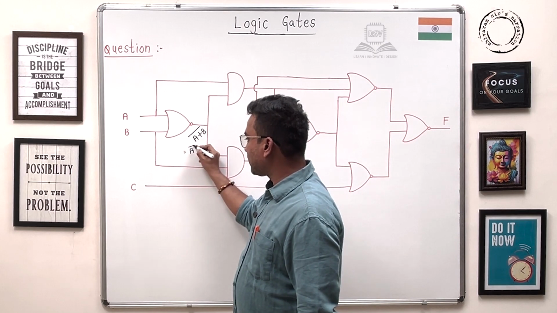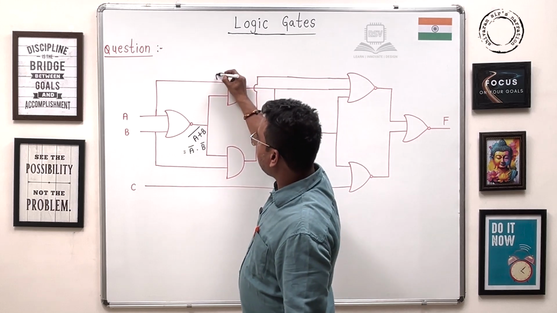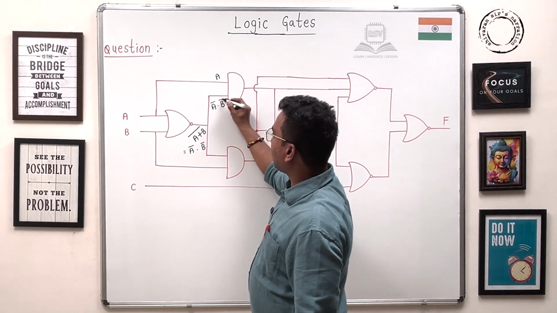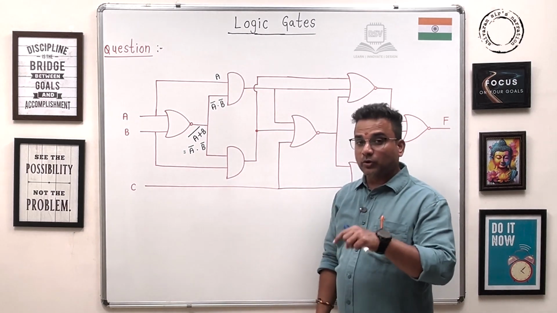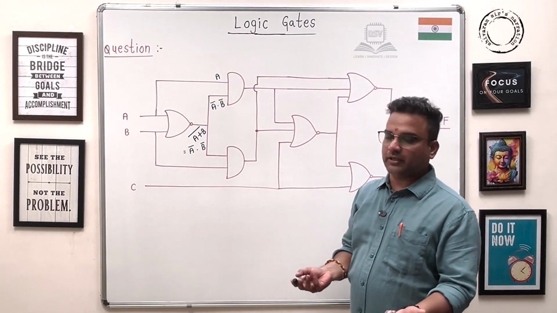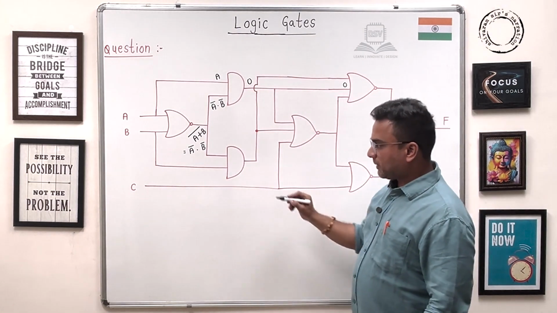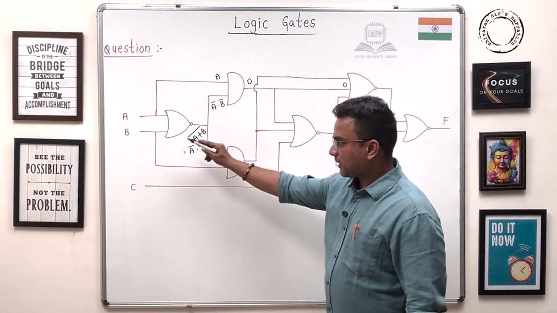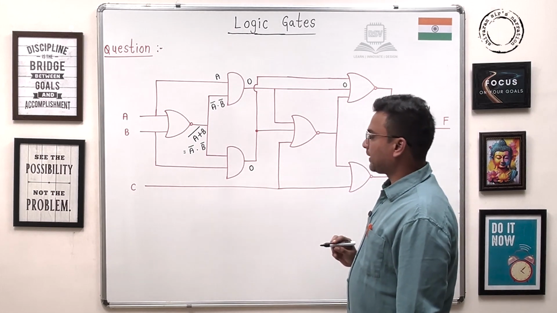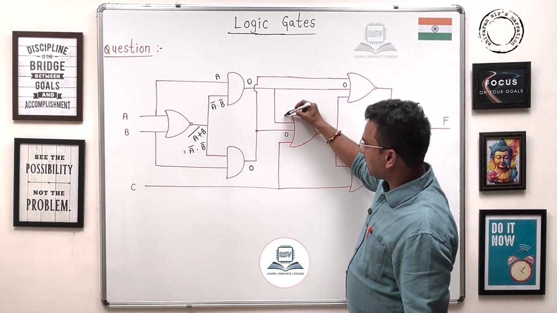Applying De Morgan's theorem, a bar into b bar. Now this is a, this is a bar into b bar. Now guys, this AND gate output, a into a bar into b bar: a into a bar is 0, 0 into b bar is 0, so you'll get 0 here. Similarly here, a bar into b bar into b: b into b bar is 0, this will be 0, right? So now this is 0, and this also is 0.